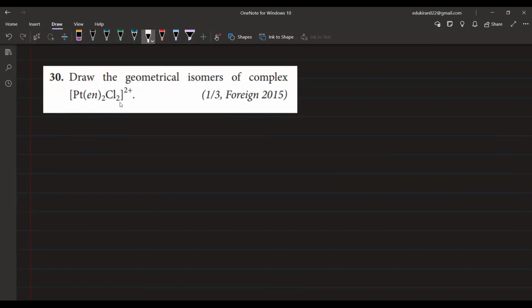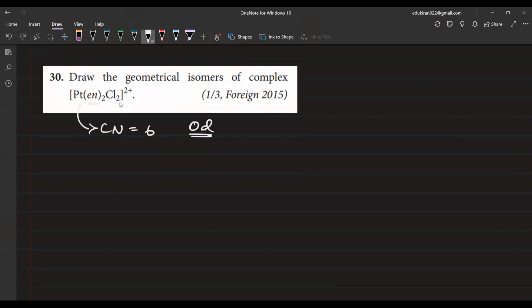Yes, Samaira. So 6. Why 6, Samaira? Because here we have bidentate, so 2 into 2 plus 2. Yeah, that is true. Correct. So en is a bidentate ligand, so the coordination number will be equal to 6. So the geometry is going to be octahedral.